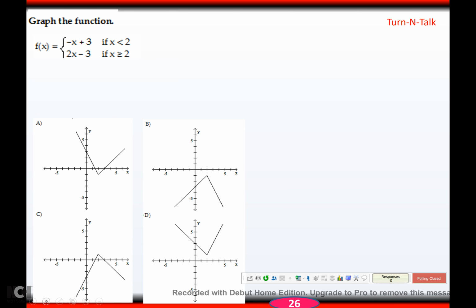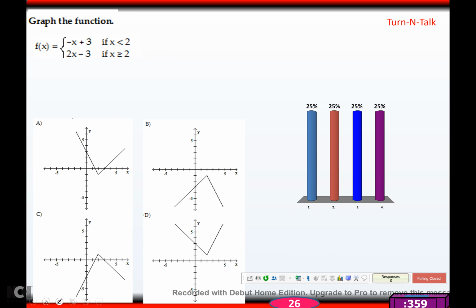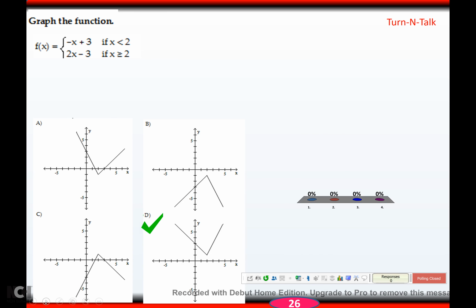Alright, you do this one, hit pause, come back when you're ready. And hopefully you got D. If I graph f of x equals negative x plus 3 if x is less than 2, you pick 2 first. Negative 2 plus 3 is 1, so that's going to be 2, 1, open circle. So if I go to 2, 1, that's going to be an open circle.